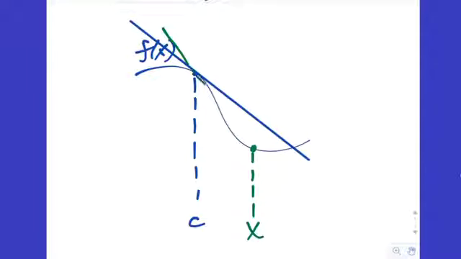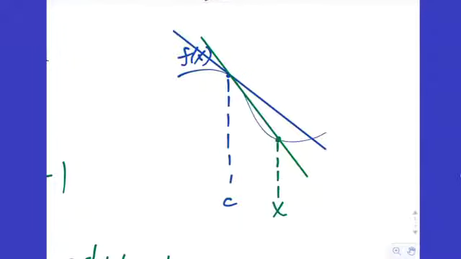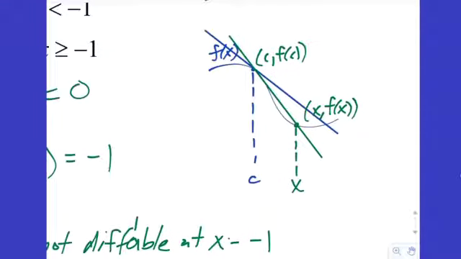Then, if I find the slope of the secant line between the two, all I have to do is find the difference quotient, which, if this green point is the point x, f of x, and this point here is the point c, f of c, then the difference quotient is going to be f of x minus f of c all over x minus c. And that gives you the slope of the green secant line. So how does it become a slope of a tangent line? By way of the limit.